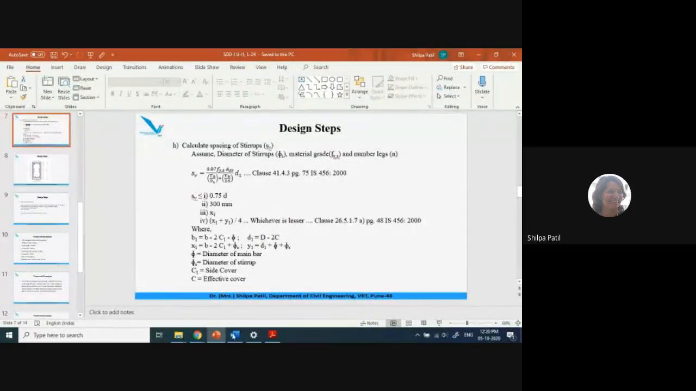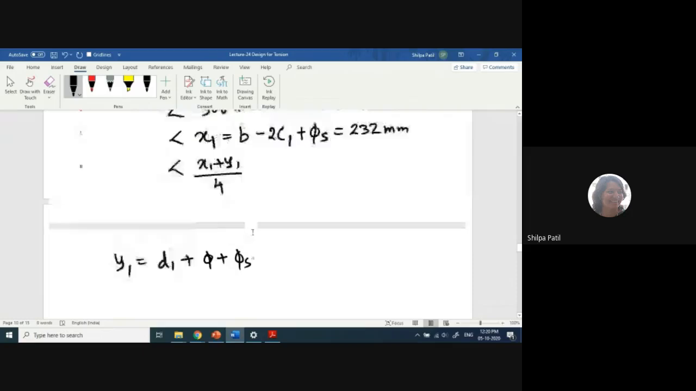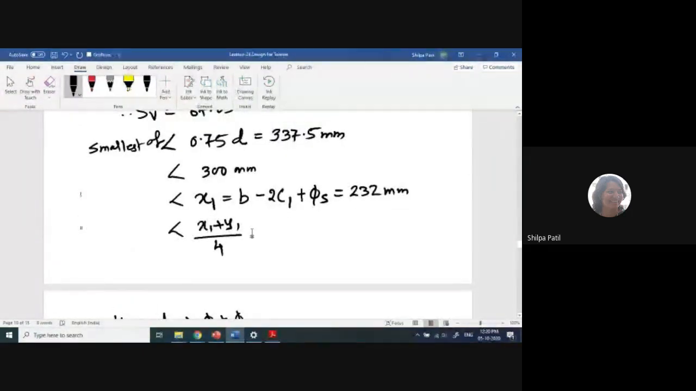So let me make the correction here. This is 2 phi s. And it is plus or minus? Plus.